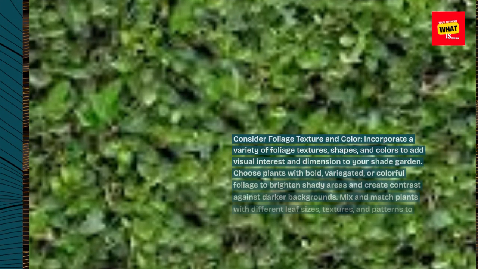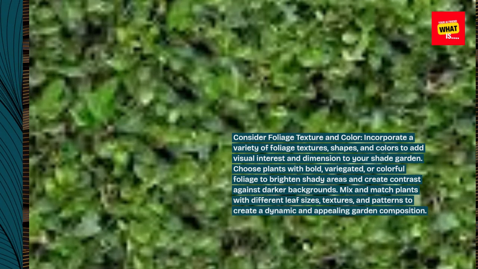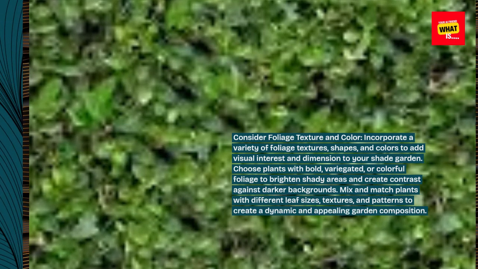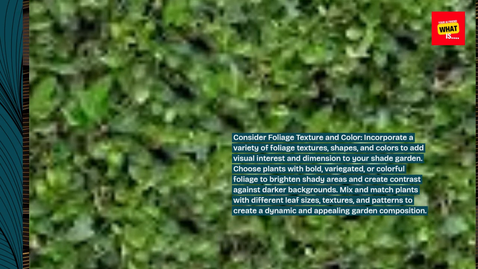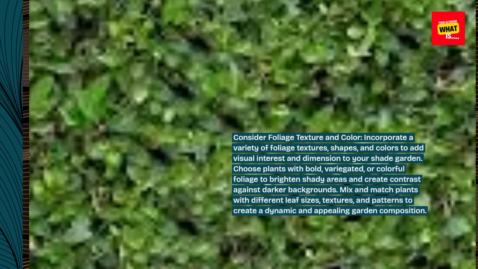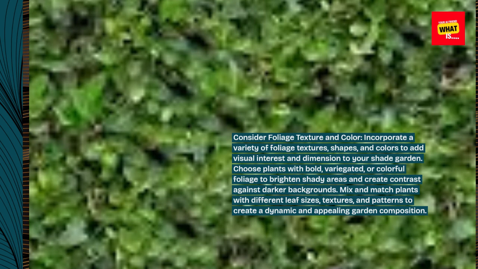Consider foliage texture and color. Incorporate a variety of foliage textures, shapes, and colors to add visual interest and dimension to your shade garden. Choose plants with bold, variegated, or colorful foliage to brighten shady areas and create contrast against darker backgrounds. Mix and match plants with different leaf sizes, textures, and patterns to create a dynamic and appealing garden composition.